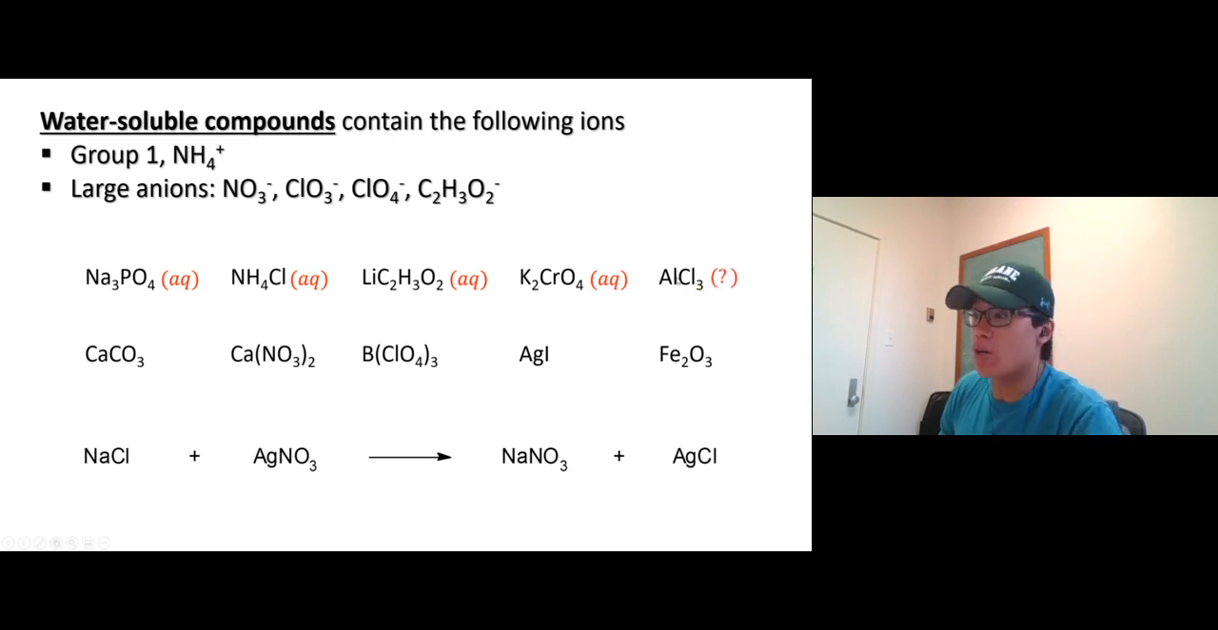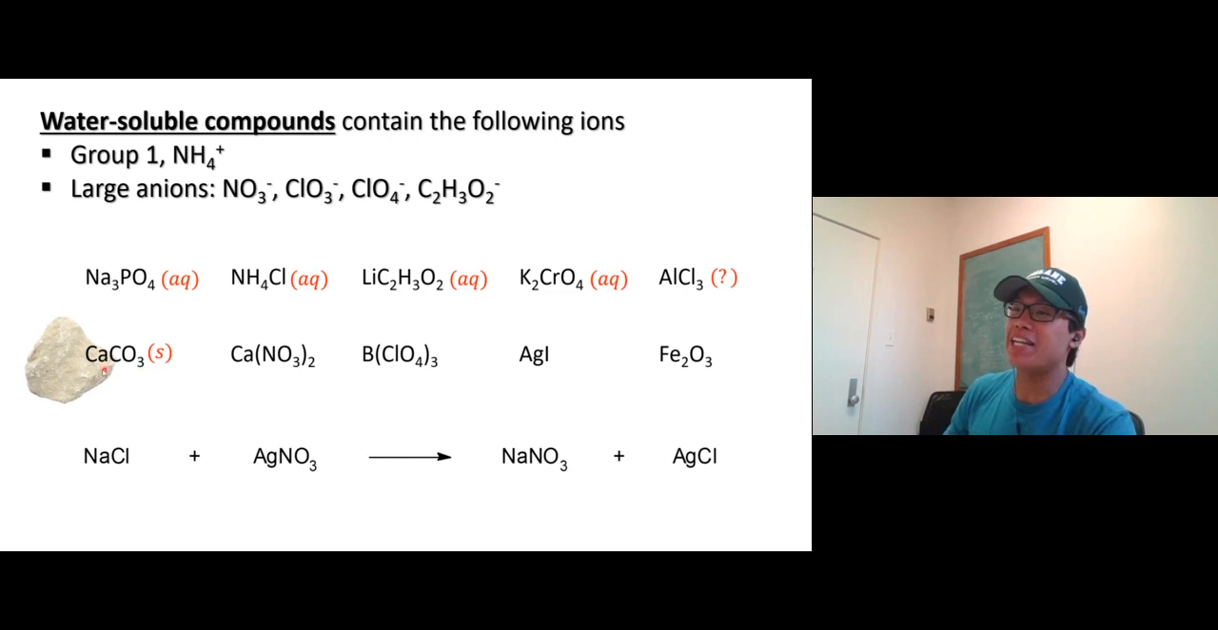Aluminum chloride. We don't know, I haven't told you yet. Calcium carbonate. We don't know. No, we do. Calcium carbonate is limestone. Is limestone soluble in water? No, it's not. We have seen calcium carbonate a few times, so you should know. So calcium carbonate is limestone, not soluble in water.